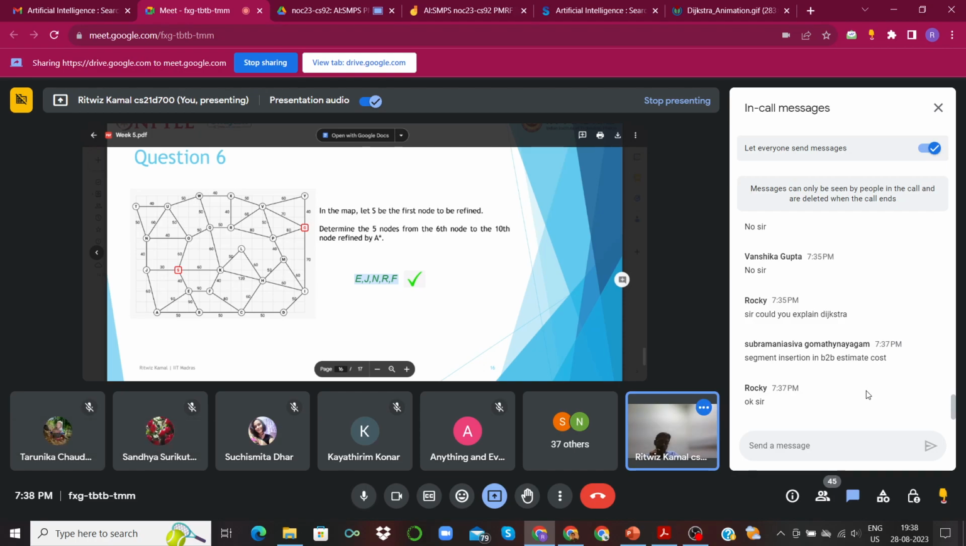Okay. So I'm not sure what this particular message means. Segment insertion in B2B estimate cost. I'm not sure what that is. If you could elaborate on that a bit more.